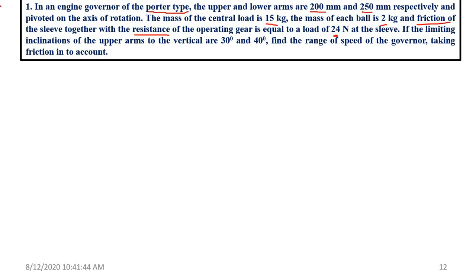If the limiting inclination of the upper arm to the vertical is alpha 1 equal to 30 degree and alpha 2 equal to 40 degree, find the range of speed of the governor. Range of speed means the difference between the maximum speed and the minimum speed, that is N2 minus N1, taking friction into account.